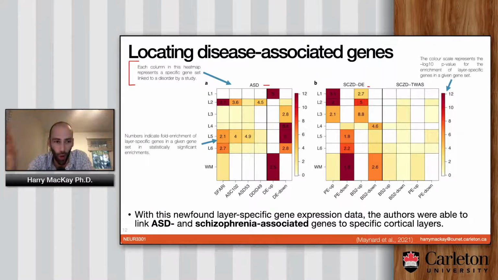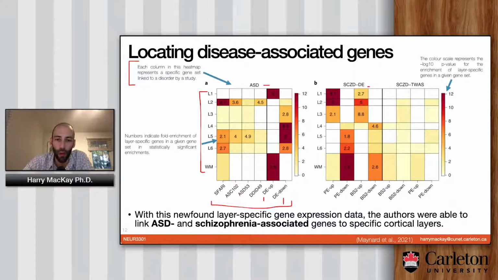If you are looking in the wrong part of the brain, you could spend a lot of time chasing phantoms. So in this plot, you have a heat map where the different columns just represent sets of genes from different studies. DE up are genes that are differentially expressed in ASD brains that are upregulated compared to control genes, and DE down are genes that are differentially expressed and downregulated in ASD brains compared to control brains. The layers of the cortex are given in the rows, layer 1 through 6, and then white matter.